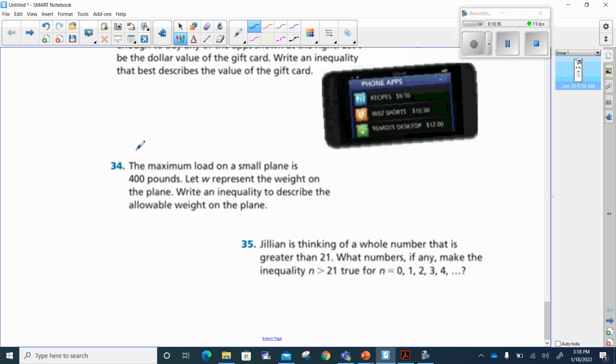Number 34. The maximum load of a small plane is 400. I'll let W represent the weight. Okay? So if I'm using W, then the weight can't be more than the max load, so the weight has to be less than or equal to 400. Someone could also write it as 400 is greater than or equal to W. This means the same thing.